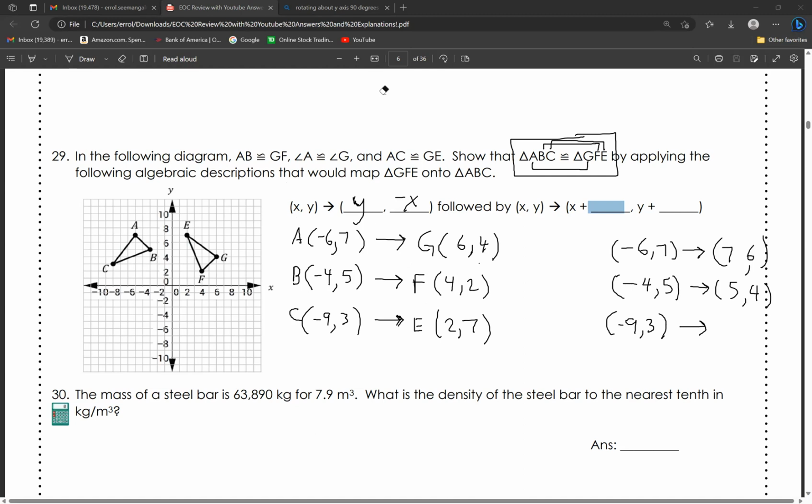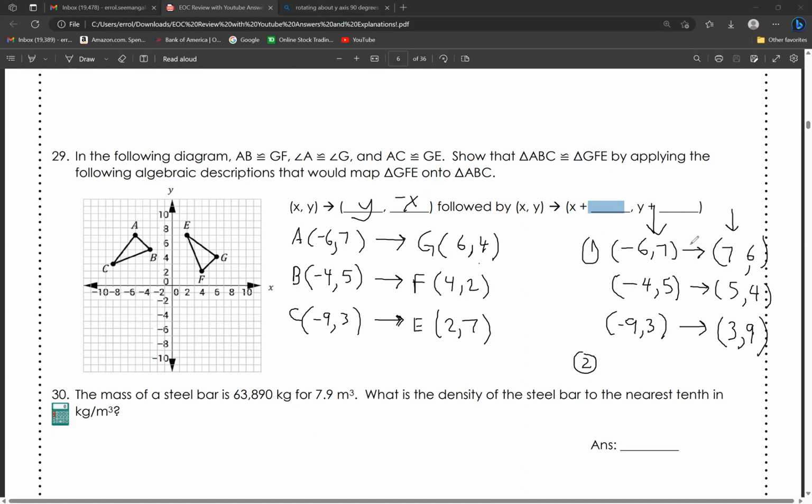Okay, so the first step was to switch the x and the y. The x becomes the y, and the y becomes -x. So in this column, here's your original. Now I'm writing the y first, and I'm writing -x second. On this one, I'm going to write the y first, and then the -x second. Okay, that's the first step.